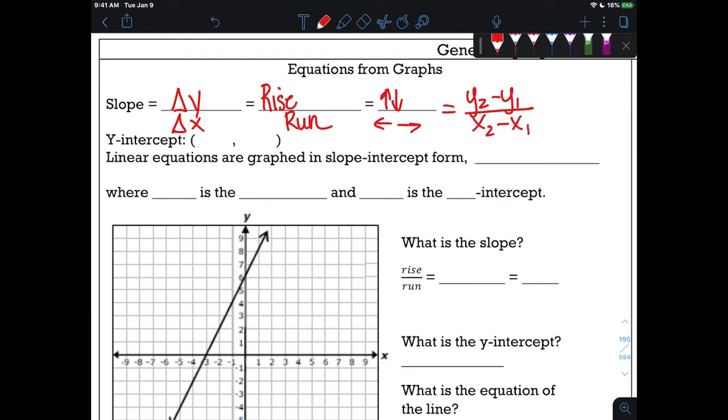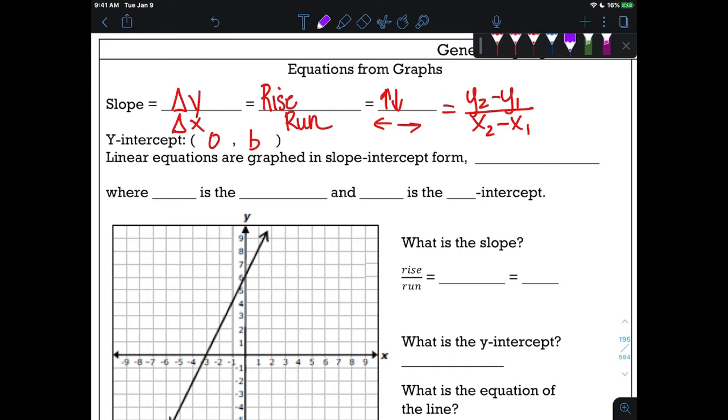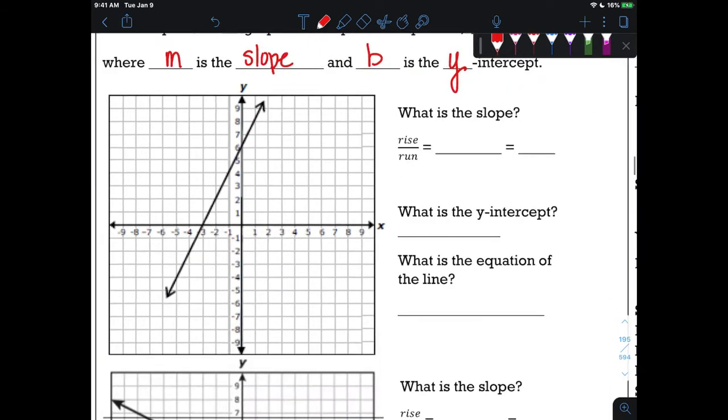My y-intercept is always 0, b. Some people write that in as a b just to remind us that the y-intercept is the same thing as b in y equals mx plus b. Linear equations are graphed in slope-intercept form, y equals mx plus b, okay? Where m is my slope and b is my y-intercept. All right, so let's go ahead and start practicing this.